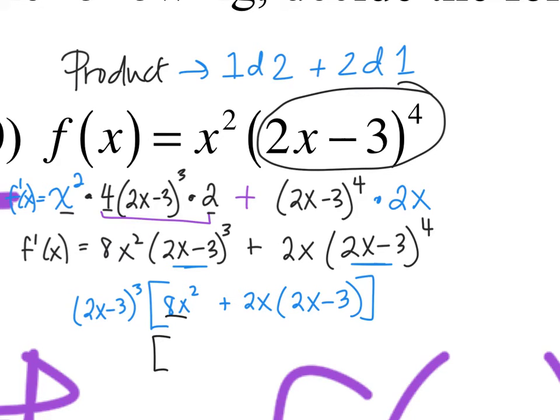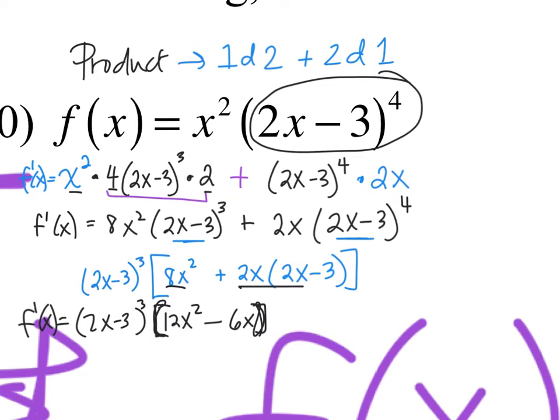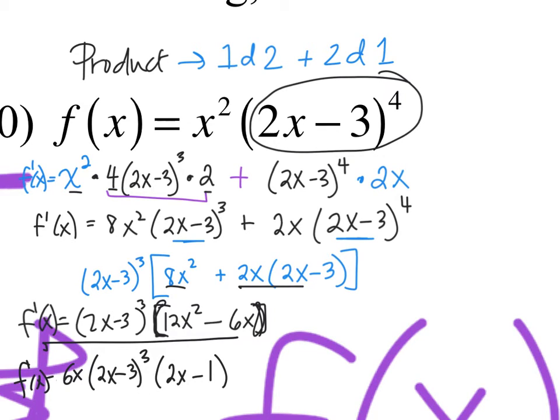So 8x squared plus 4x squared is going to be 12x squared minus 6x, and to the third, and 2x minus 3. They don't have to be brackets, they could be parentheses. You can make that parentheses if you'd like. We could take out 6x from here, so let's go ahead and do that. So 6x, 2x minus 3 to the third, and that leaves me with a 2x minus 1. And that is a beautiful, fully factored answer of the derivative.